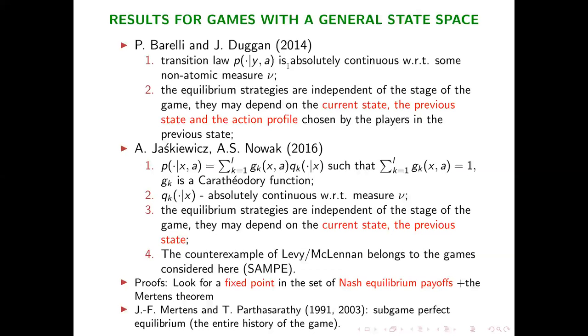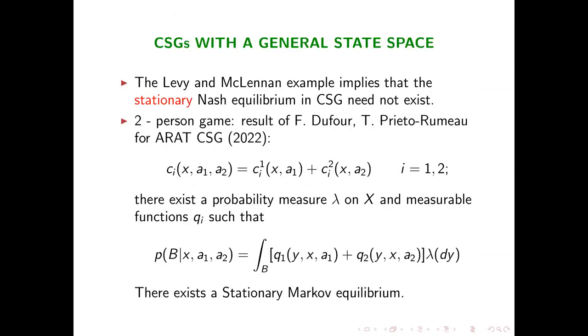The other paper in which an equilibrium is proved belongs to Mertens and Parthasarathy. They proved the existence of subgame perfect equilibrium in such general stochastic games, and in this equilibrium the entire history of the game counts, so it is included.